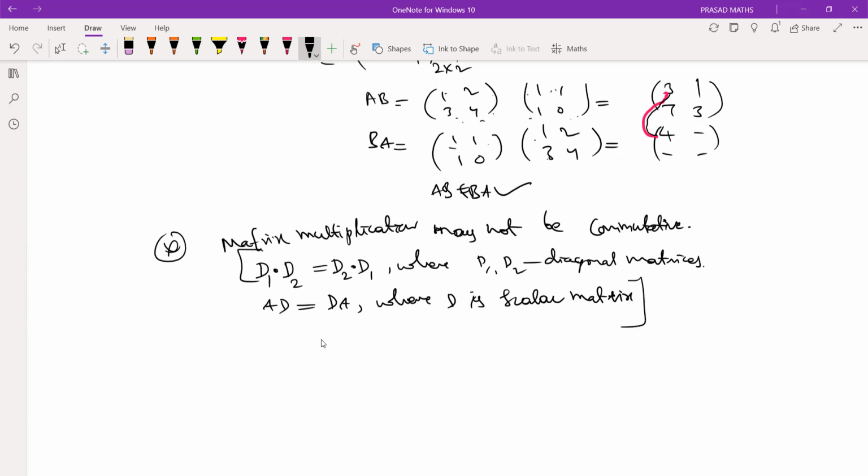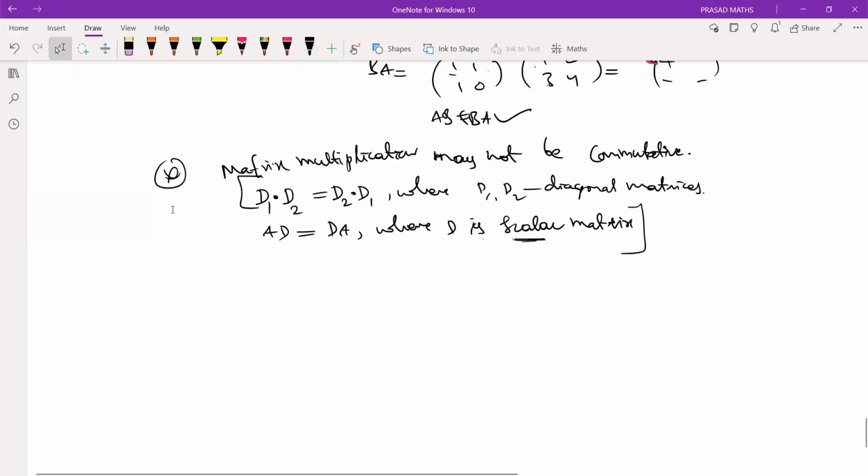Matrix multiplication in general may not be commutative, but if you take diagonal matrices, D1 into D2 equals D2 into D1. And A into D equals D into A, where D is a scalar matrix. This is not just any diagonal matrix; all the diagonal entries should be the same, otherwise it may not be commutative. D should be a scalar matrix. You can check it.